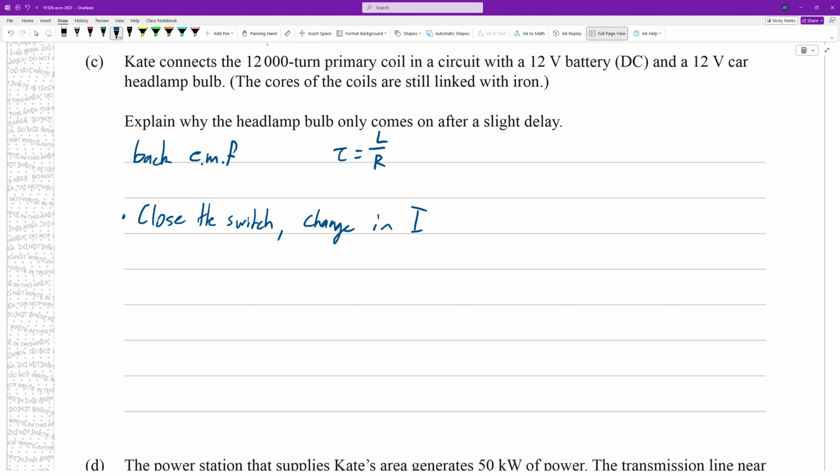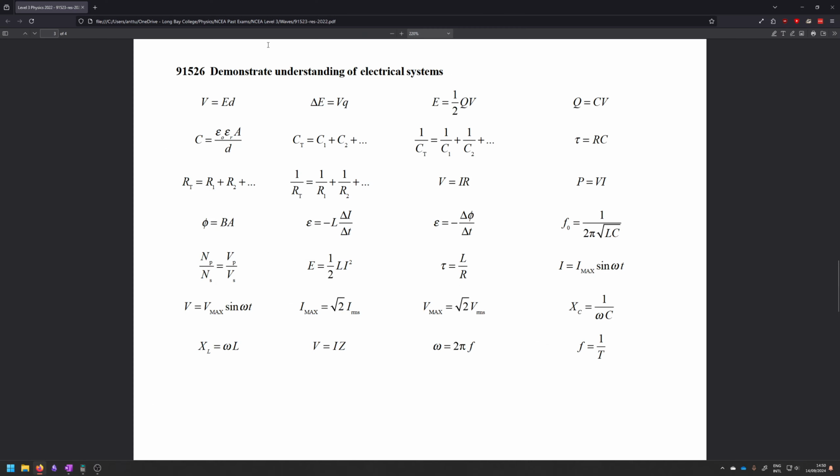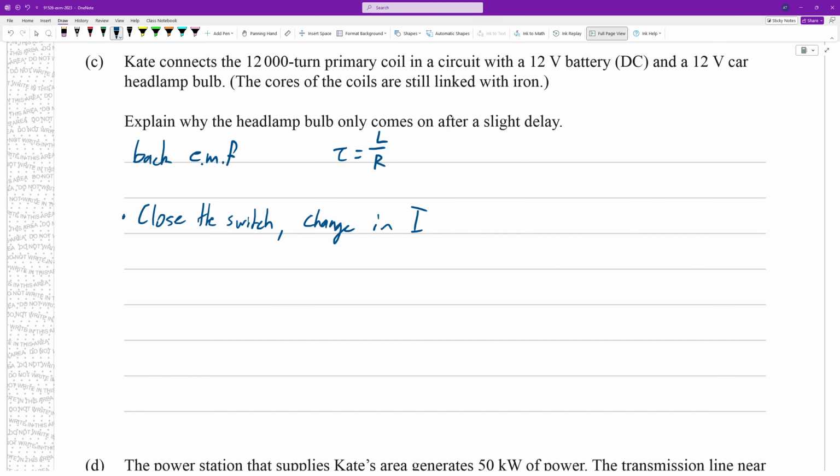And this change in current, if we look at our formula sheet, 4th row, 2nd column, this back EMF depends on a change in current over time, right, rate of change of current through an inductor. So close the switch, change in current, so back EMF created. I'll just state the equation.